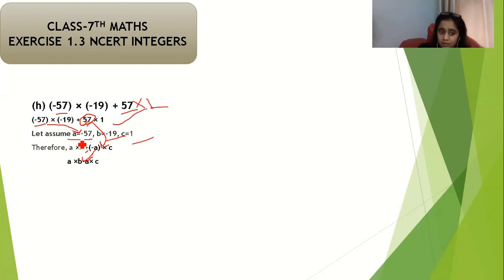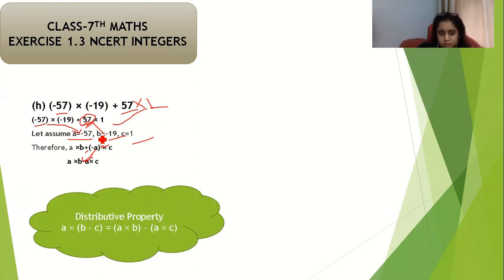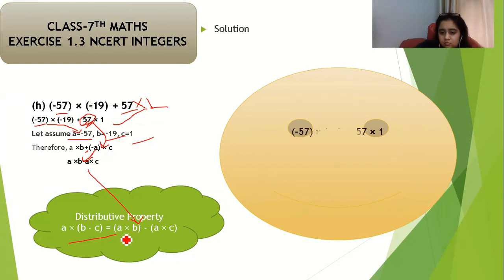Why I have done this? Because I have assumed A, that is minus 57, not plus 57, but here we have the plus 57. So what I will do, I will put the minus sign here before 57. So my equation will become A multiplied by B minus A multiplied by C. So I will use the distributive property here, because if you see that it is exactly the same as the right hand side of the distributive property. So we will solve the left hand side of the distributive property, and we will solve like this.